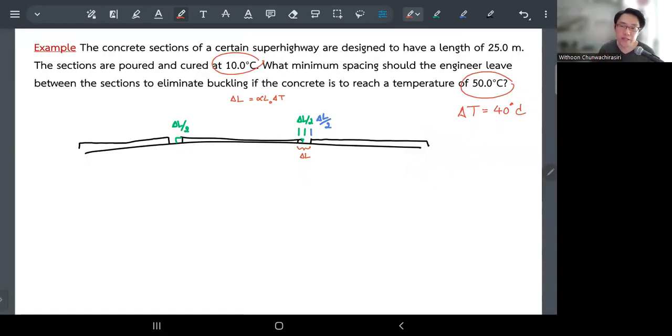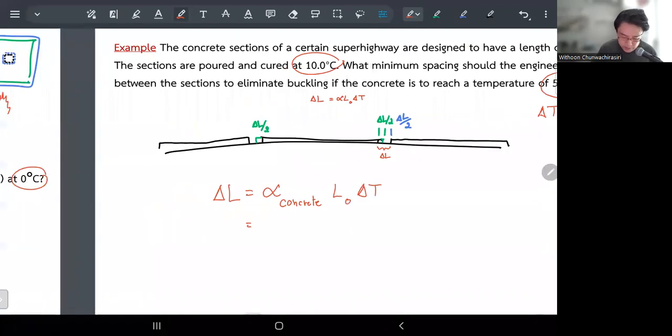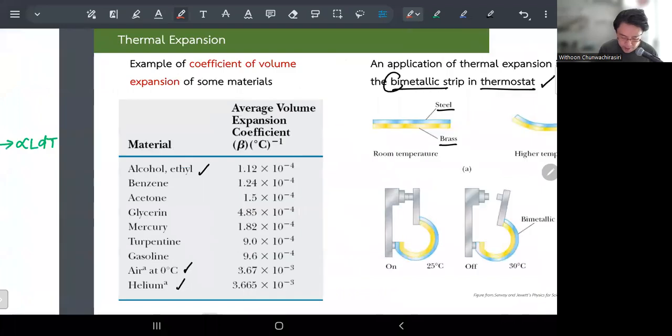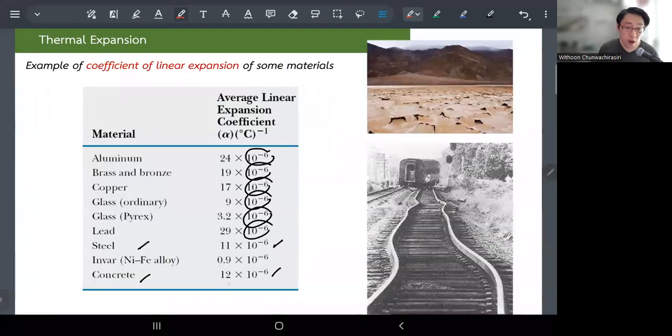So this is it. We're just looking at this problem, and all you need to calculate is delta L, which is the minimum spacing you need to leave between blocks. So let's do that. Delta L equals alpha of the concrete, which you can look up in the table or search online, times the initial length L of the concrete, times delta T. If you want, I can slide back a little bit. It's somewhere around here. Here we go. It's about 12 times 10 to the negative 6. So you just plug it in there.